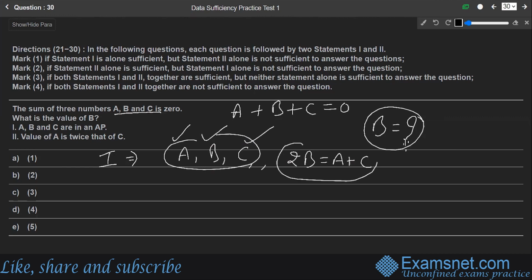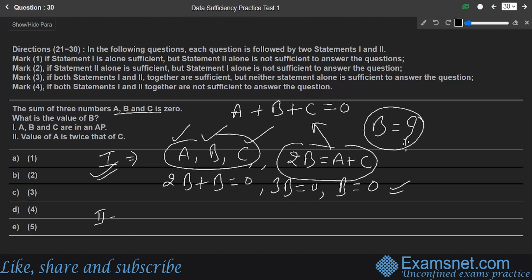So if we put this value 2B is equal to A plus C in our original equation, what do we get? In place of A plus C, we can write 2B. So it's going to be 2B plus B is equal to 0. That is 3B is equal to 0. So B's value comes out to be 0. So yes, statement number 1 is sufficient to answer the question alone. But now we have to check the other statement also. First is sufficient.